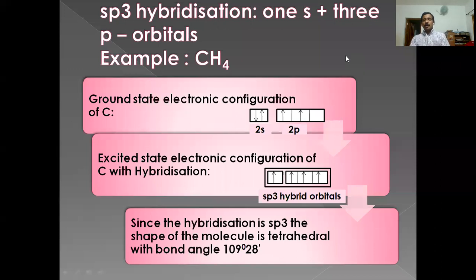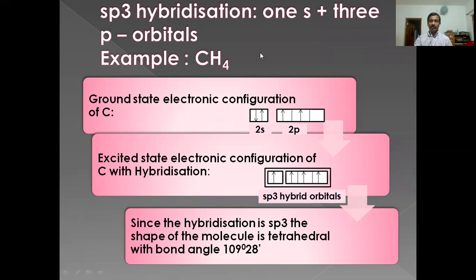Today we will discuss types of hybridization. The first one is sp3 hybridization. Sp3 hybridization is the intermixing of one s orbital and three p orbitals to form four orbitals of the same shape and size, known as sp3 hybrid orbitals.